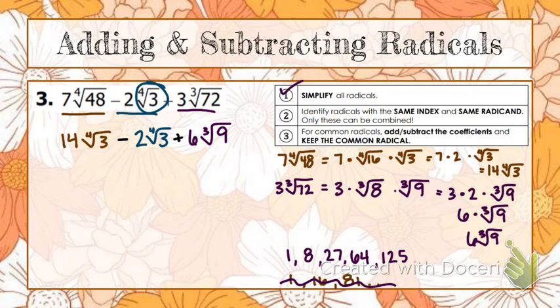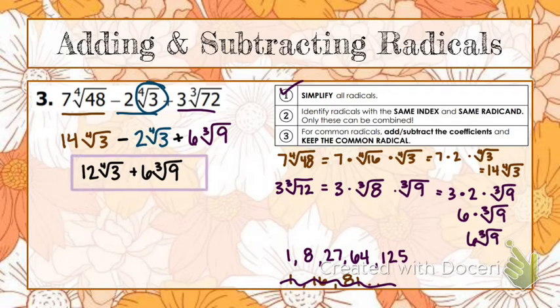Now we are going to go through and combine like terms. Remember that the only radicals you can combine have to have the same index and the same radicand. So notice that we have a 4, a 4, and a 3. So automatically this guy cannot be combined with the others. Now we have a 3 and a 3. So yes, these two can be combined, and when we combine them, we add or subtract the coefficients. So 14 minus 2 is 12, and we keep the radical the same, the fourth root of 3. And then we just tack on this because it cannot be combined. And our final answer is 12 times the fourth root of 3 plus 6 cube root of 9.